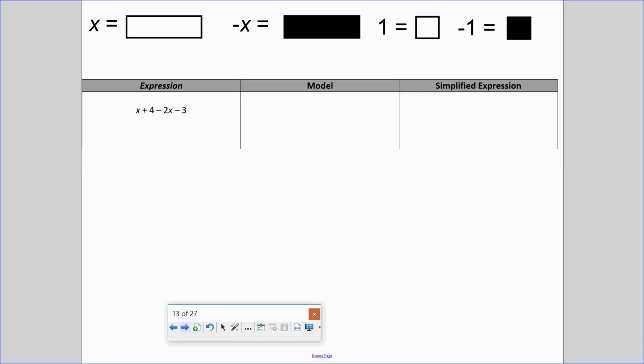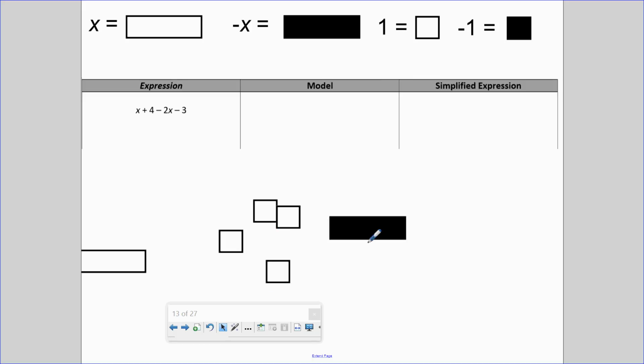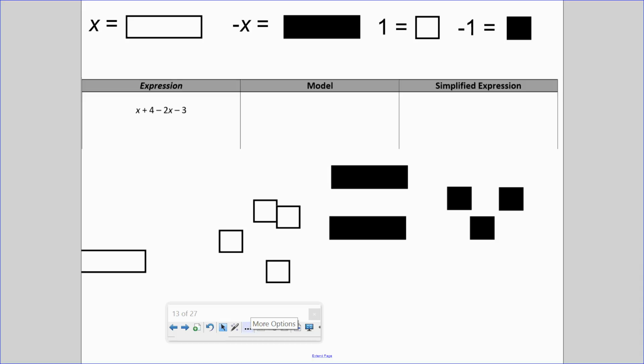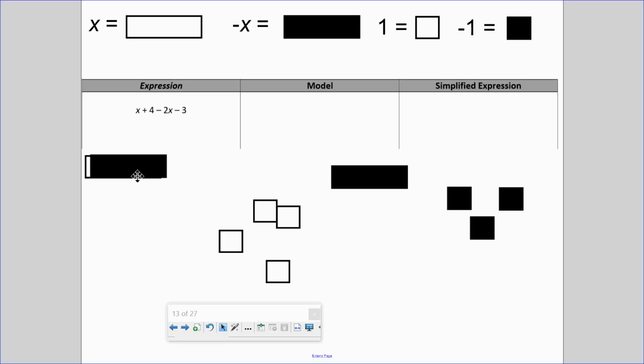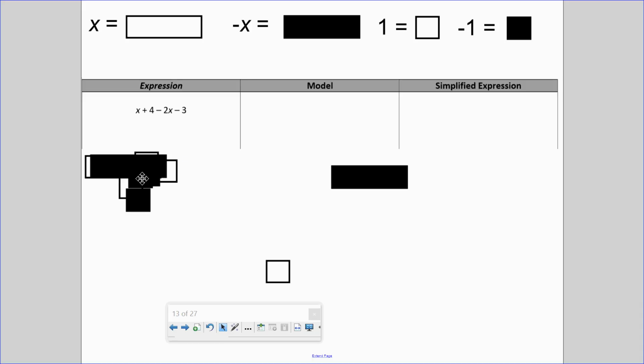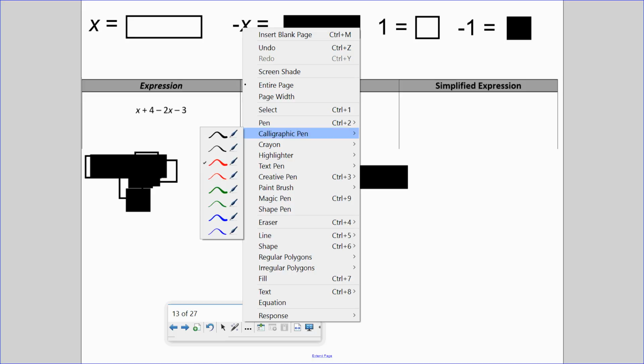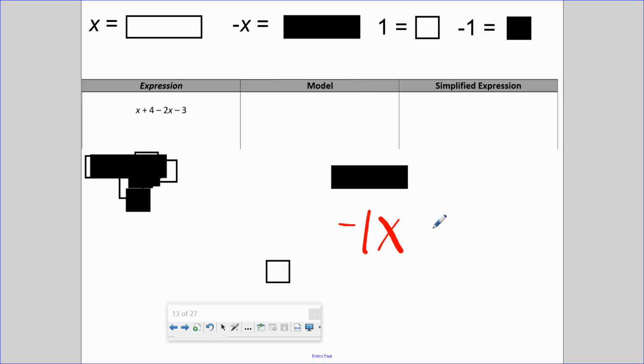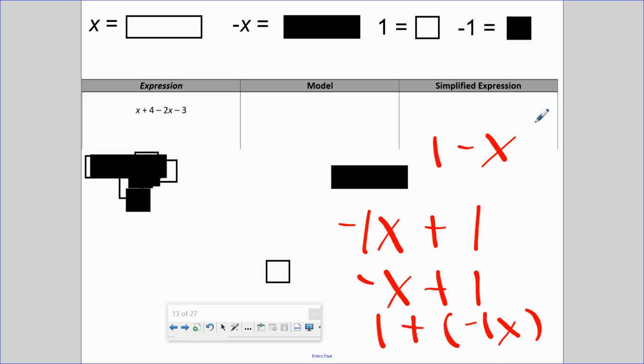Next example, we have x plus 4, minus 2x's, minus 3. Let's collect. So this zero pairs out, this zero pairs out, this zero pairs out. So all we are left with is the following answer: negative x plus 1. You're going to say 1 plus negative x, or 1 minus x, are all equivalent.